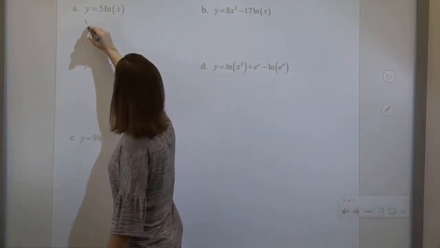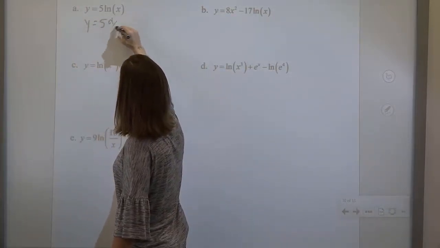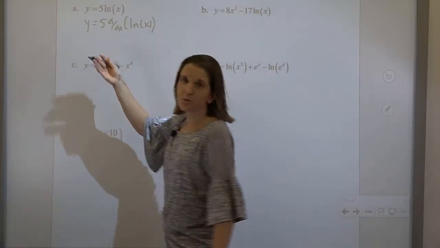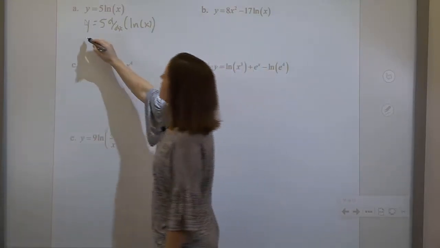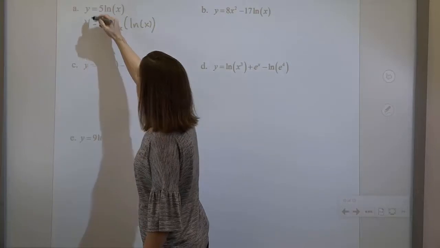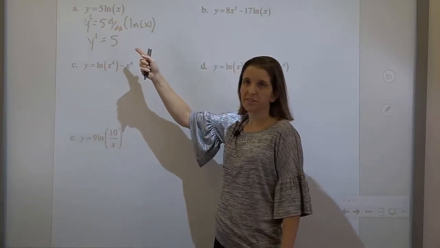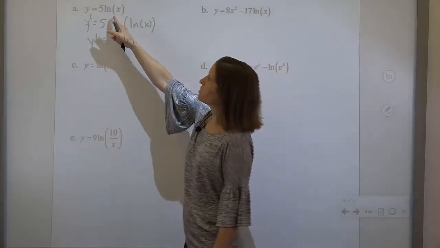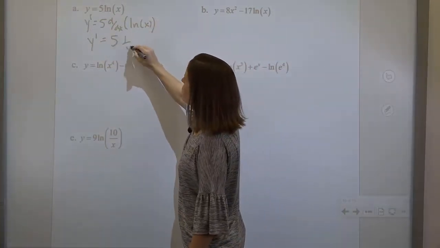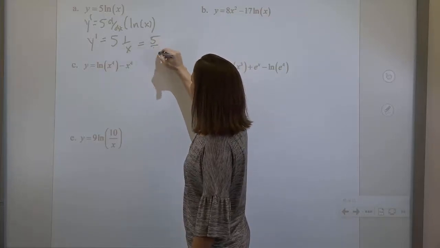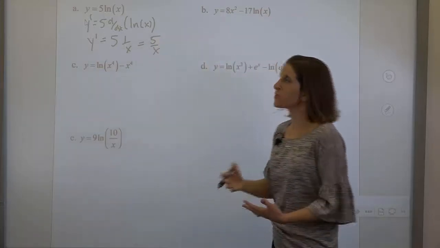So A is just a good old constant times it. So again, if you want to show the extra work with that constant rule, you can, but essentially the constant gets to stay and get multiplied by the result of the derivative, and we just learned that the derivative of ln of x is 1 over x. So it's 5 times 1 over x or 5 over x. So that's a very straightforward example.